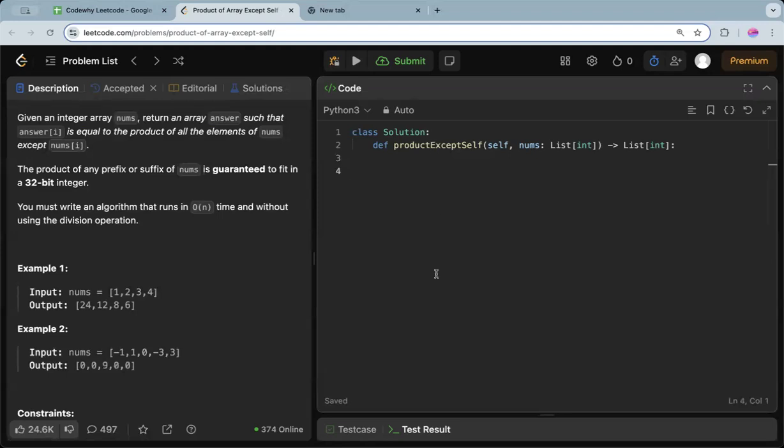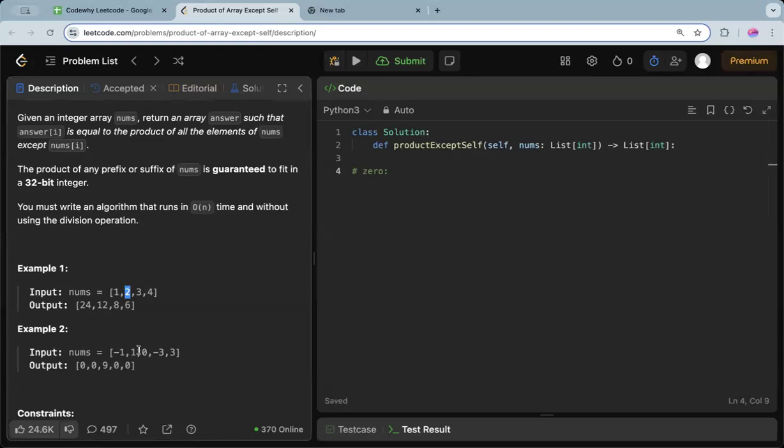Firstly, there's the existence of zero, and this makes a big difference in this question. The minute we have a zero, we can just assume that everything will be zero except for the item at that one zero index. So what do I mean by that? Let's look at this example, for instance. What are they expecting? At index 0, they are expecting the product of these three things, which is 24. At index 1, they're expecting the product of 1 times 3 times 4, which is 12. And at index 2, 1 times 2 times 4, which is 8, and so on and so forth.